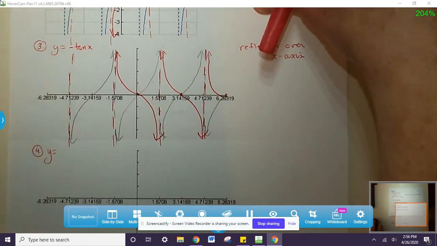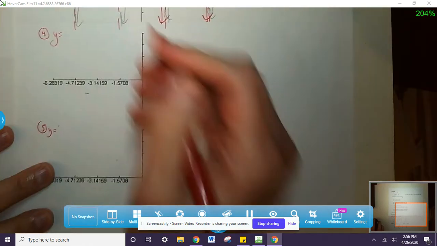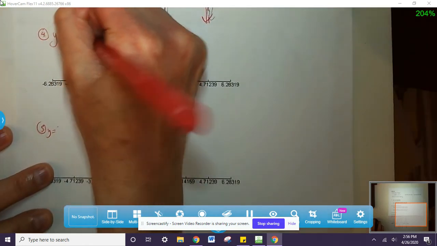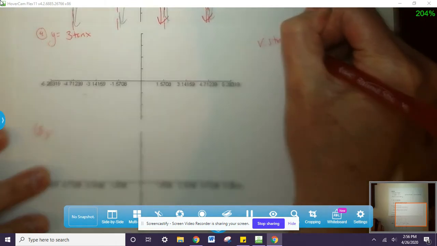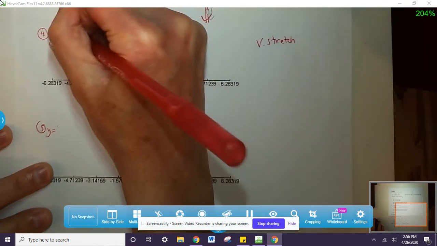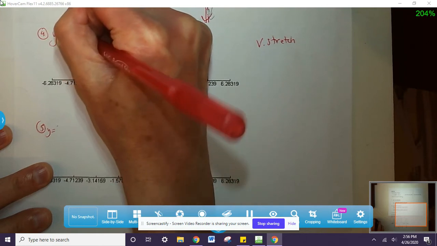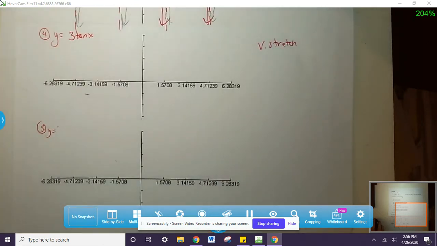Up next, for number 4, let's try 3 tangent x. That's going to be a vertical stretch, or a vertical stretch by 3 if you want to write that. Now, when we go to do our vertical stretches and shrinks of tangent, one thing I need to make you aware of is the expectations will be different than they were with sine and cosine.